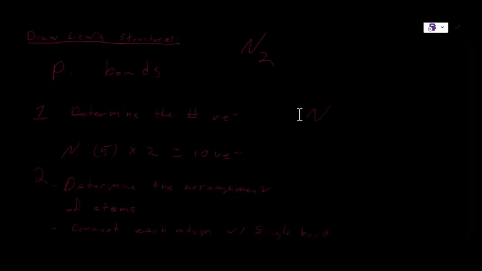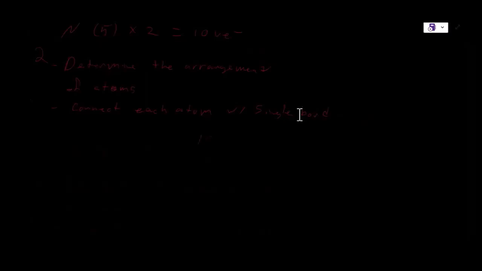So we have nitrogen and nitrogen connected with a single bond. So we had 10 valence electrons to start off with. We had 1 bond, so we would subtract 2 electrons, and that would give us 8 valence electrons to distribute. The third part is to arrange the remaining electrons so each atom has an octet.